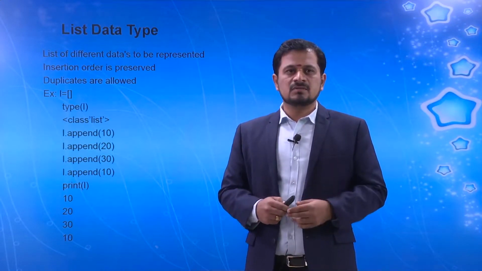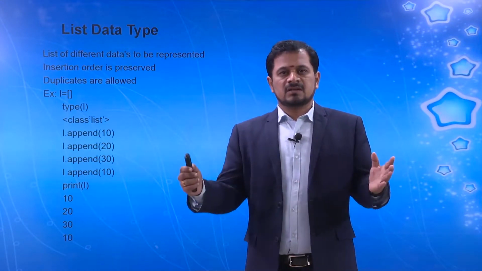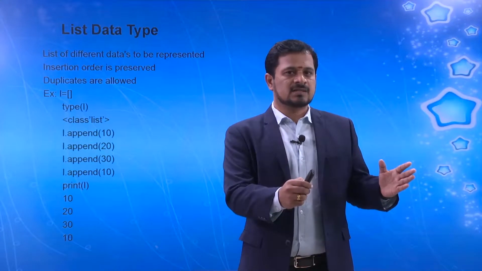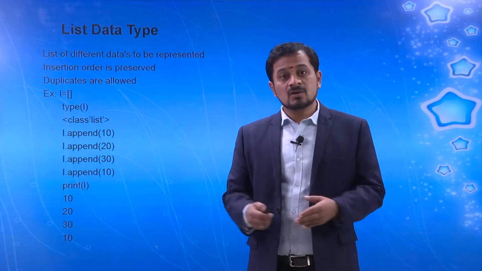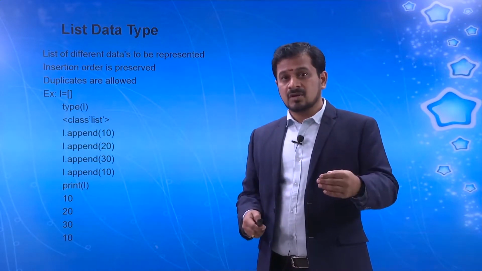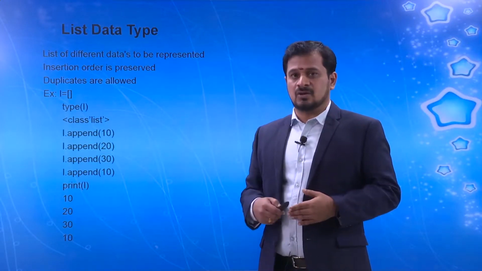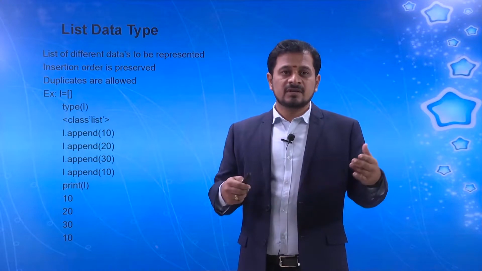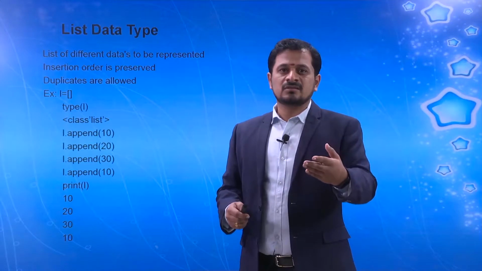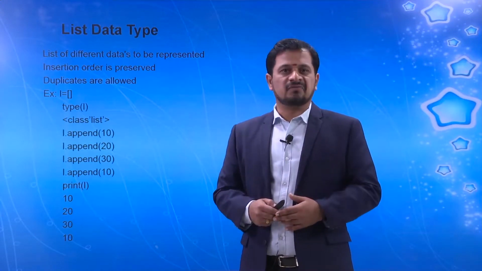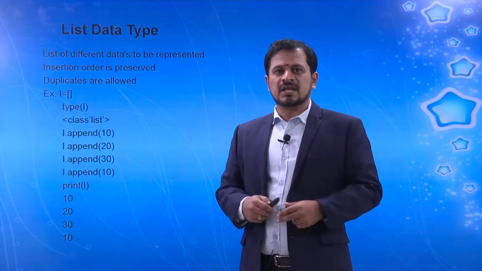The second important point is that duplicates are allowed. Maybe in my list the first data is going to be X, and the third data is also going to be X. That is allowed because the insertion order is preserved. Otherwise, if the insertion order is not preserved, then automatically the duplicates are not allowed in your array of data. So that is a major advantage of going with a list data type.